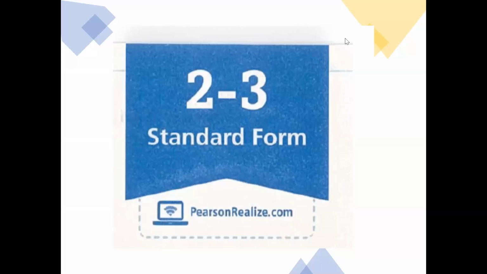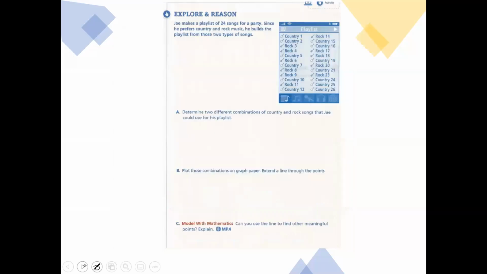Today we're going to talk about 2.3, standard form. Make sure you have your blue book because you will be turning that in eventually. So get to 2.3. All right, let's go ahead and get started.